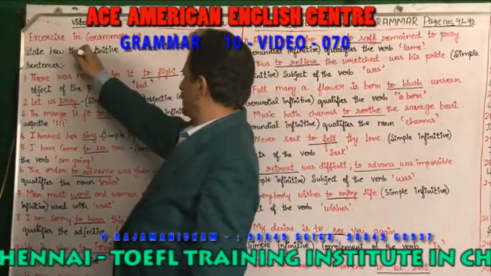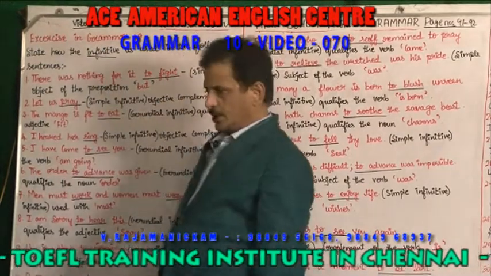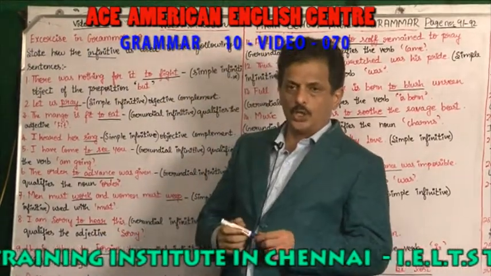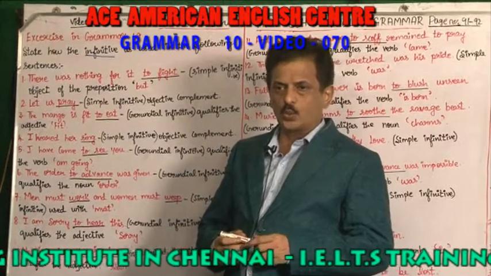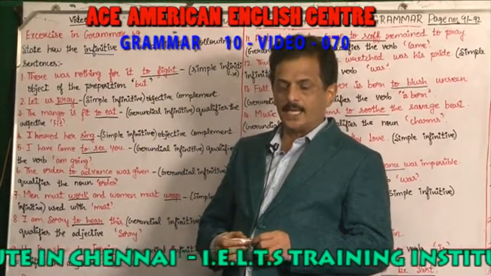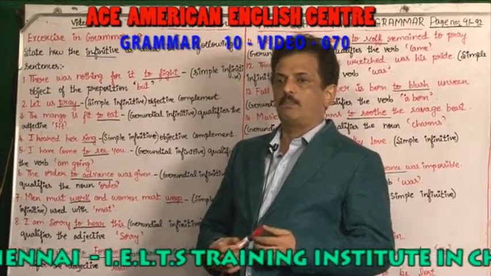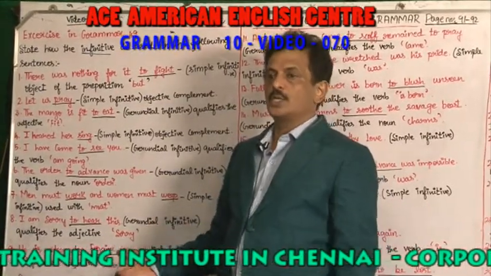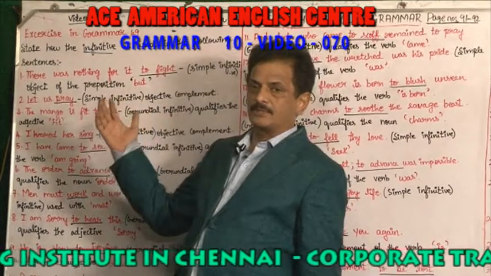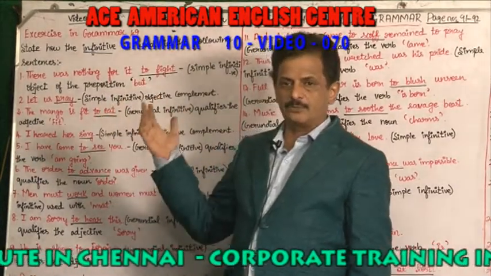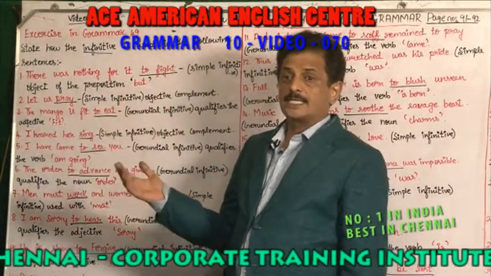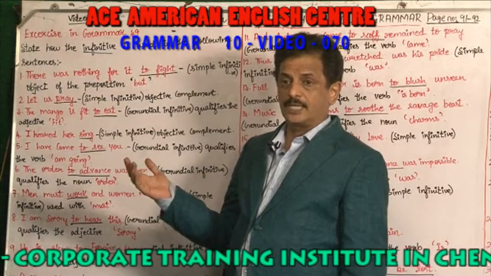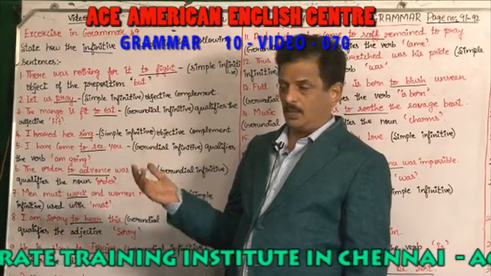Now what you're going to see is the infinitive. What is the infinitive, sir? To go, to come, to eat, to write, to speak. So the verb, before that you're using "to". It becomes to speak, to go. Sometimes it comes as a subject, sometimes as an object, sometimes as a noun, sometimes as a verb also.